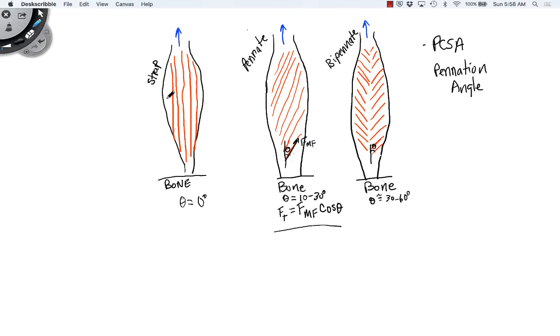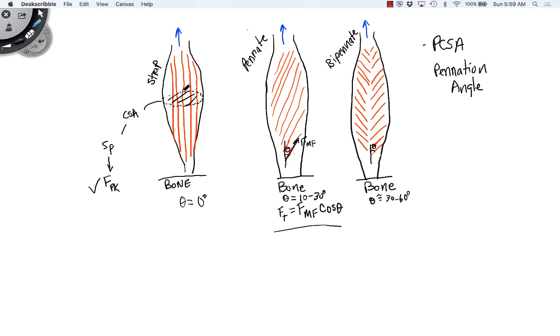So if we take the strap muscle here and we look at its cross-sectional area, we could imagine drawing the cross-sectional area like this, and this would be equivalent to the cross-sectional area of that muscle, and this would essentially give you a measure of how many sarcomeres are in parallel. So we could put sarcomeres in parallel, and then that would be directly proportional to the peak force of that muscle. And so this is a key characteristic of a muscle, right?